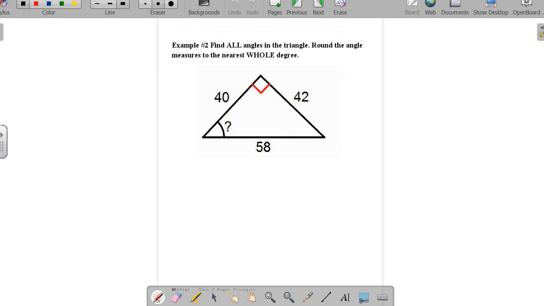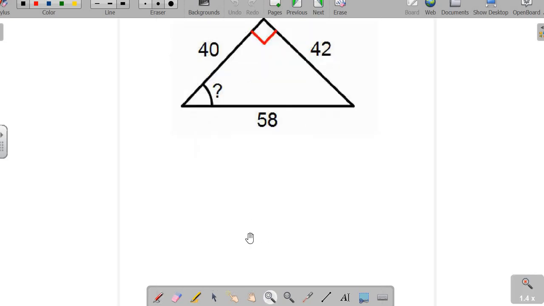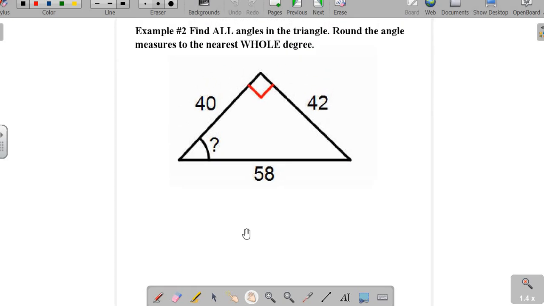Ready? It says find all the angles in the triangle. Round the angle to the nearest whole degree. Well, we don't have any angles except the 90. Now what? We're going to start by finding this angle theta. So from the question mark angle, we label opposite. We label adjacent. We label hypo.